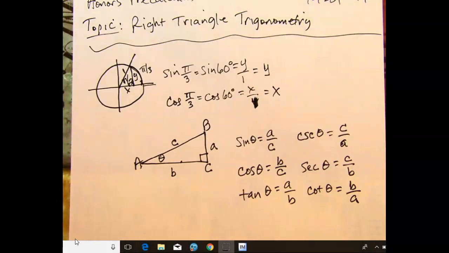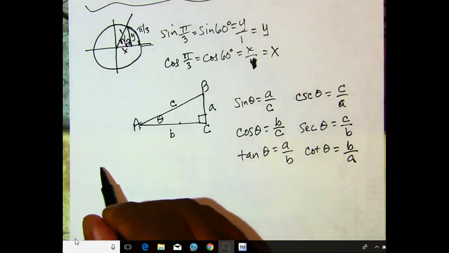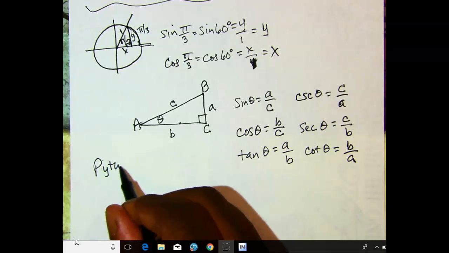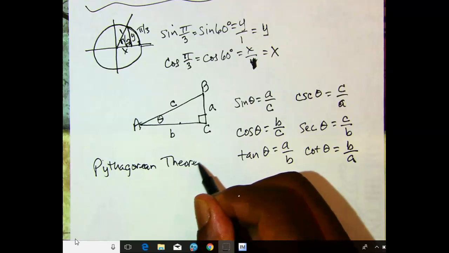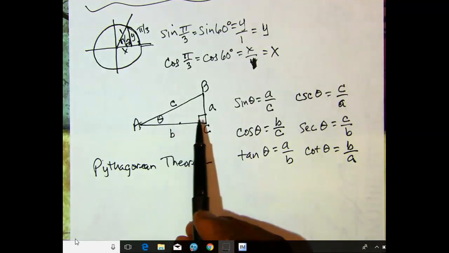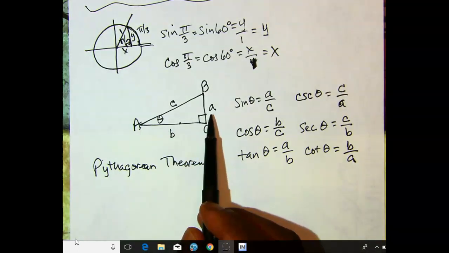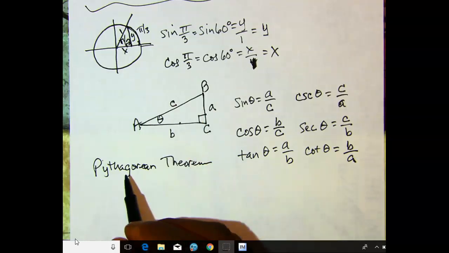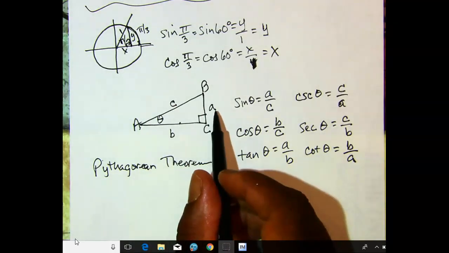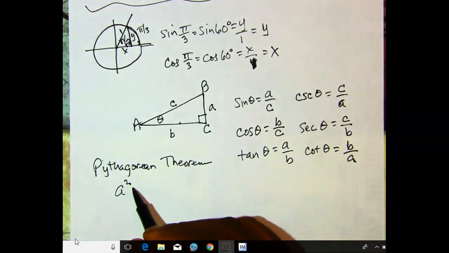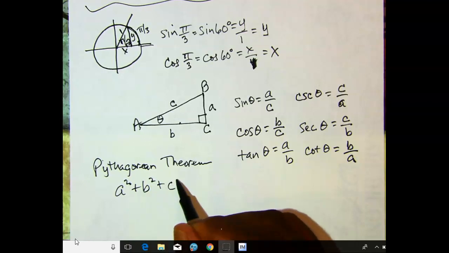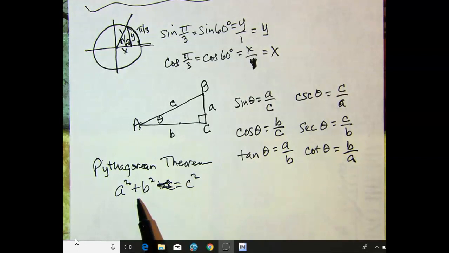Then of course, we know about our Pythagorean theorem, which says in a right triangle, the sum of the squares of the two legs is equal to the square of the hypotenuse. So in this case, our legs are A and B, our hypotenuse is C. So that's where A squared plus B squared equals C squared comes from. So it's leg squared plus leg squared is equal to hypotenuse squared.